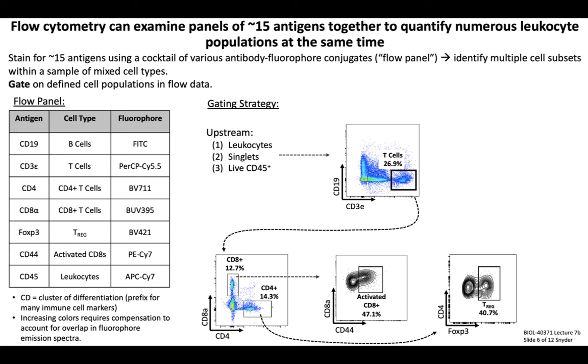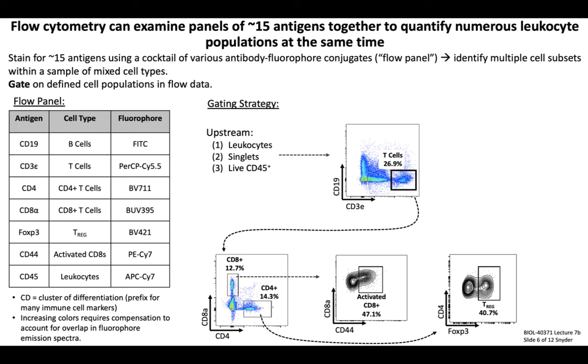CD44 is just a surface marker whose expression is increased in certain types of activated T cells. So CD44 positive CD8s are typically defined as activated cytotoxic T cells. Second, I took the CD4 T cells and stained them intracellularly for the transcription factor FOXP3, and this plot is shown in the bottom right-hand panel here. As we learned back in week 4, FOXP3 is the master transcription factor for regulatory CD4 T cells. So I defined the CD4 FOXP3 double positive population as Tregs in this example.